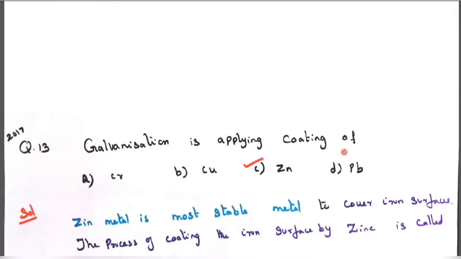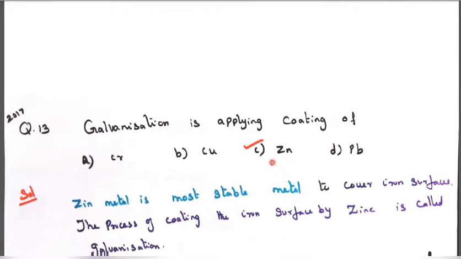Galvanization is applying a coating of zinc. We all know zinc is a sacrificial metal in the periodic table. Only this metal is sacrificial, meaning it gives up electrons. Just like the nuns in the convent, the sisters working in the convent sacrifice their life for the students and the society.